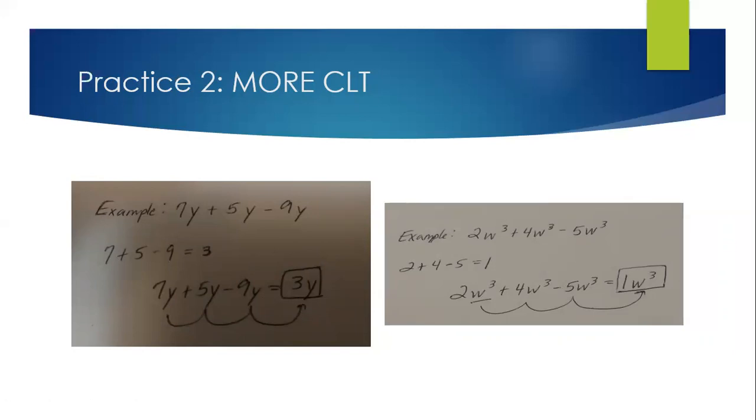All right. If I have 2w cubed plus 4w to the 3 minus 5w to the 3, I take 2 plus 4, which is 6. 6 minus 5 gives me 1.